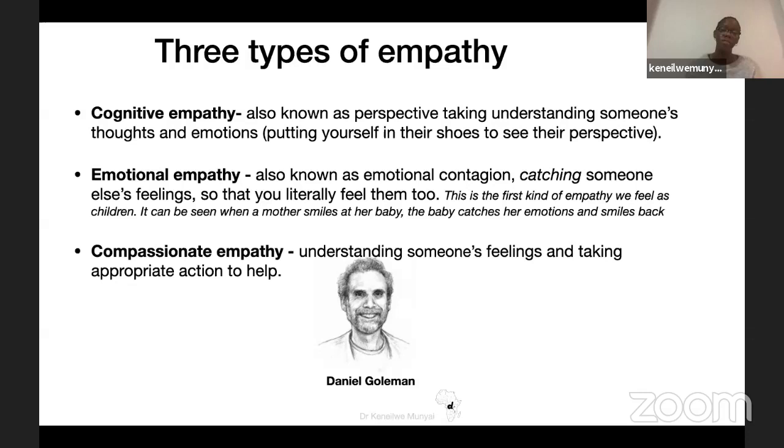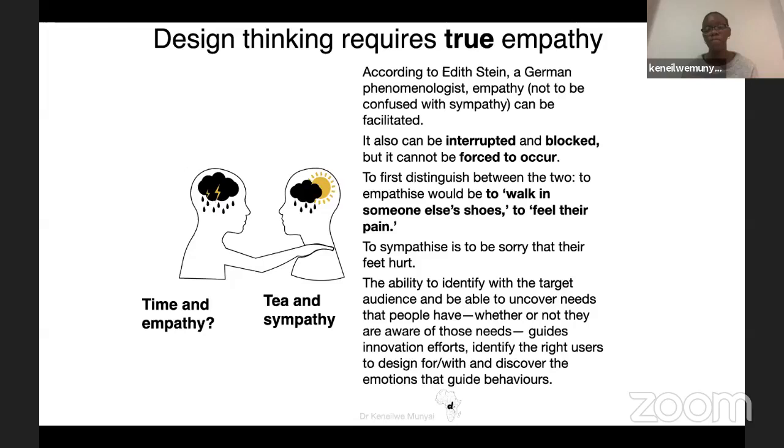And of course, it's about true empathy. It's important to remember that it can be interrupted and blocked, but cannot be forced to occur. We try to cultivate empathy by introducing different ways of doing things and activities to help people get to that point where they truly connect and are able to move forward as a collective and work together towards a common goal.